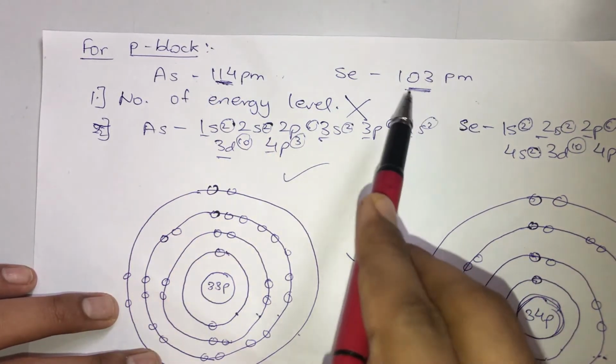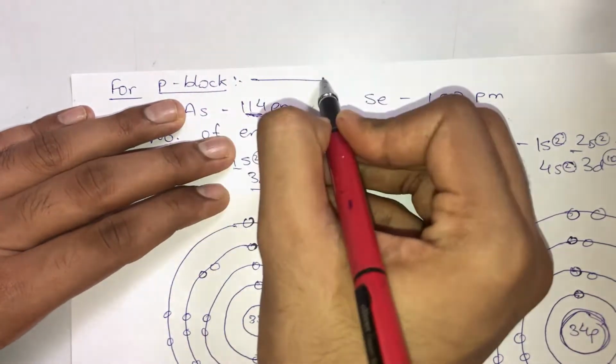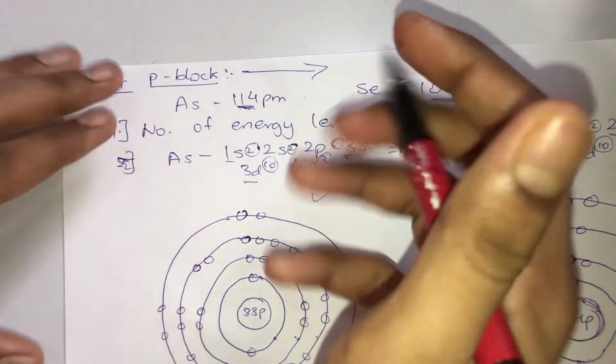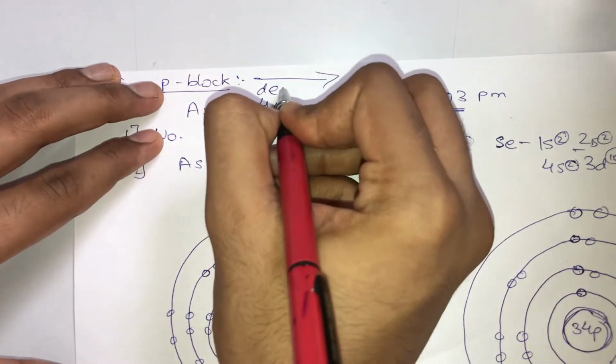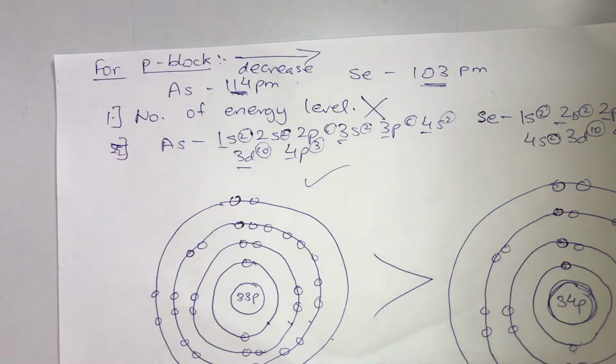Am I right, guys? So I hope you have understood. Even for p block elements, as we move from left to right, the atomic radius is going to decrease. So guys, you need to pay attention over here for the d block elements present in the fourth period.